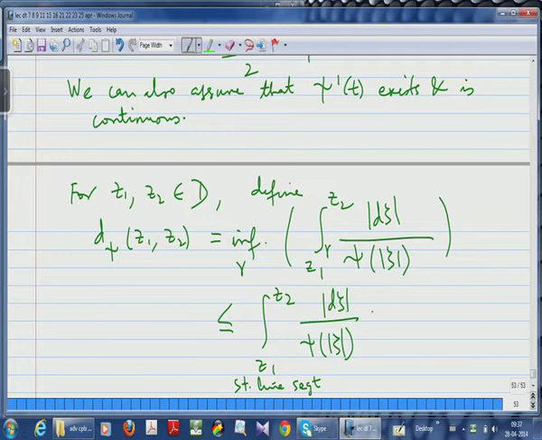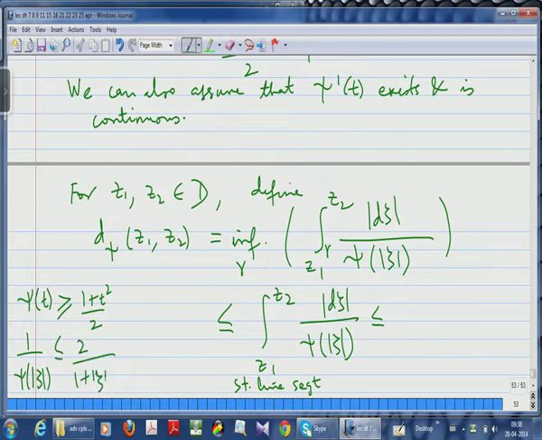See, the point is that this is bounded: 1 by psi of zeta is bounded by 2 by 1 plus mod zeta the whole squared, because that is exactly this condition. We have assumed psi of t is greater than or equal to 1 plus t squared by 2, okay. So 1 by psi of mod zeta is going to be bounded by 2 by 1 plus mod zeta the whole squared, okay.